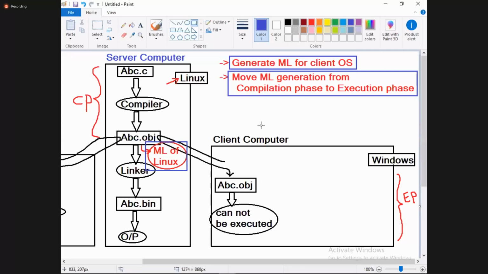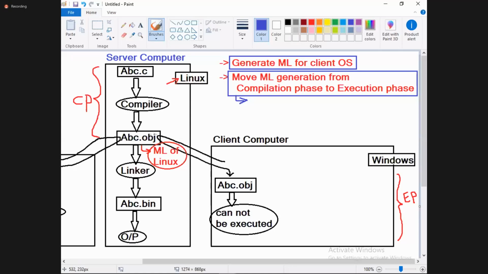Now the problem starts. Okay, you designed the solution. Solution ready. Now we need to find how we can move machine language generation from compilation phase to execution phase. I have some options. I will give you one option, you select that option. Option number one.